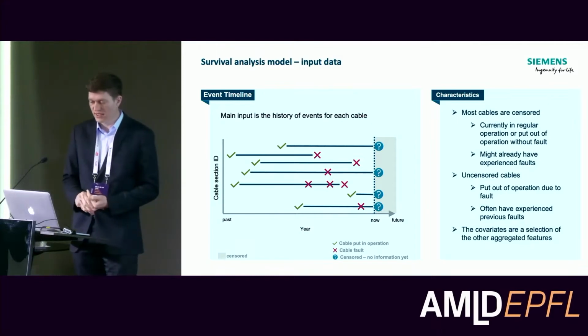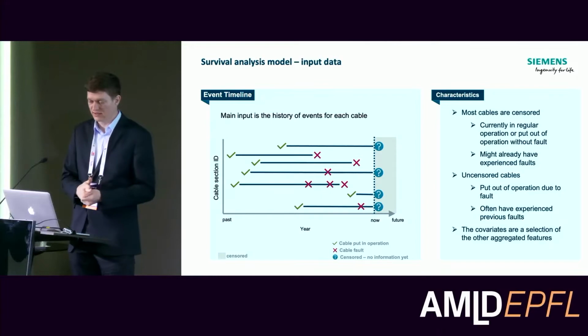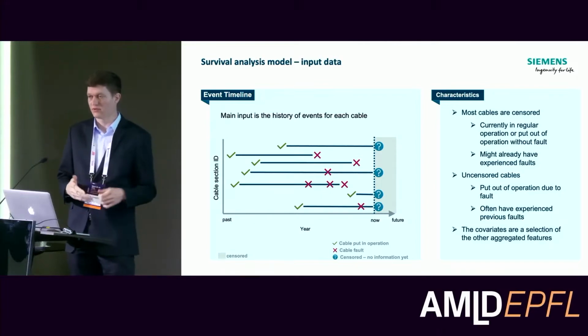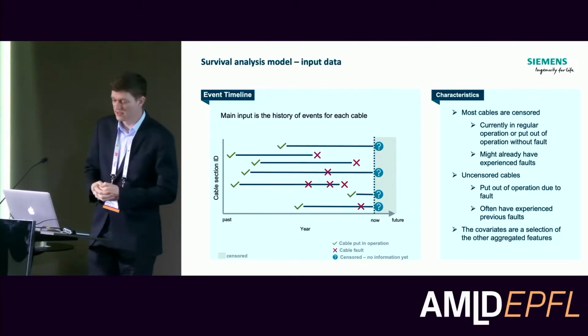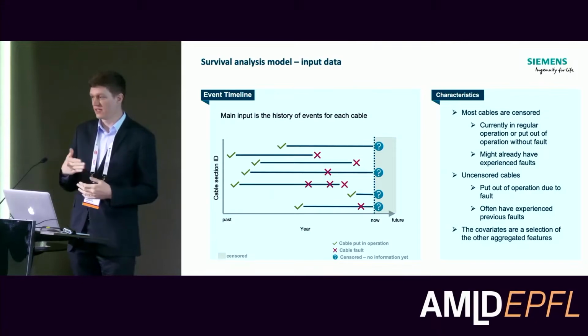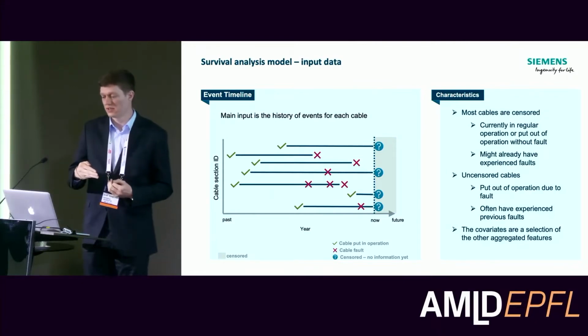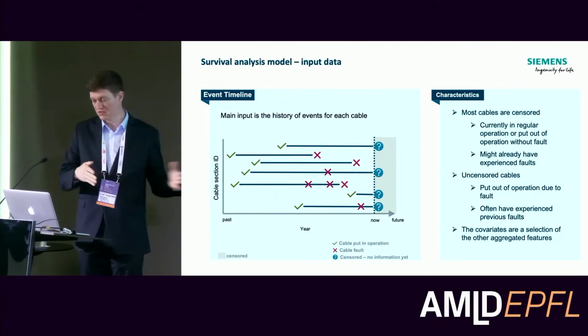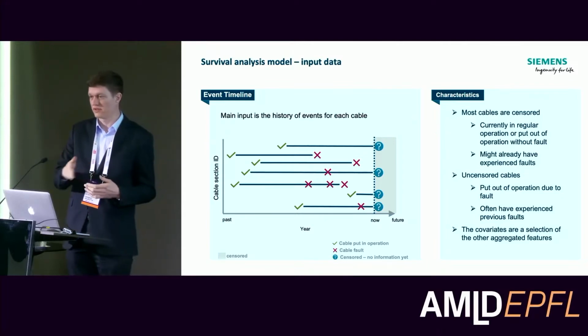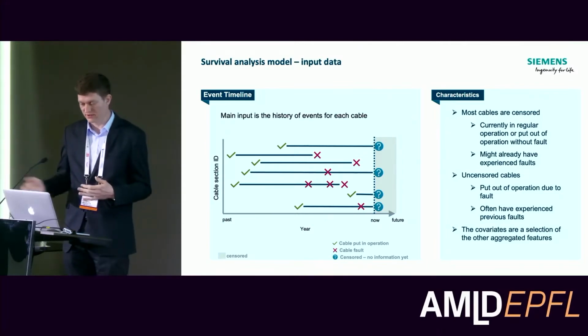And then the first line you see, we arrive at today, and the cable is still in operation, and we don't know what happens in the future. So this is, in survival analysis, censored data. So you know the history until now, but you don't know how it goes on, if it fails tomorrow or if it fails in 20 years.